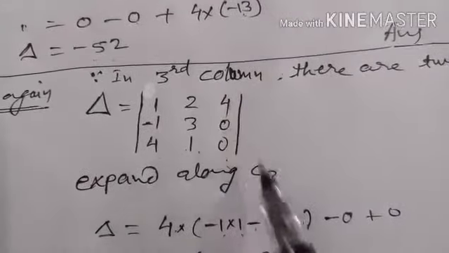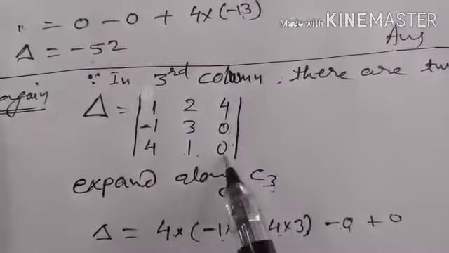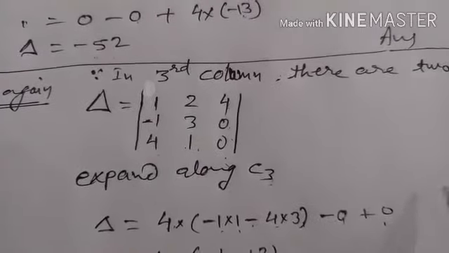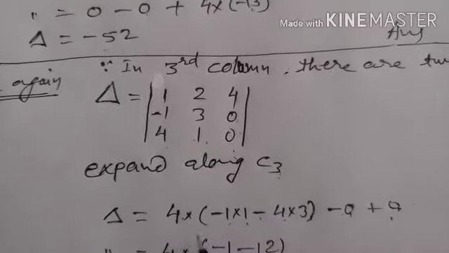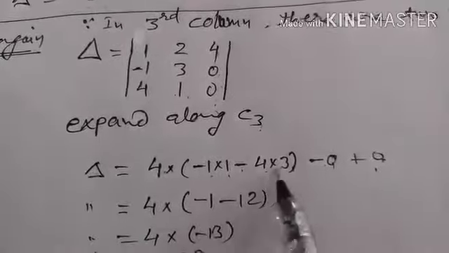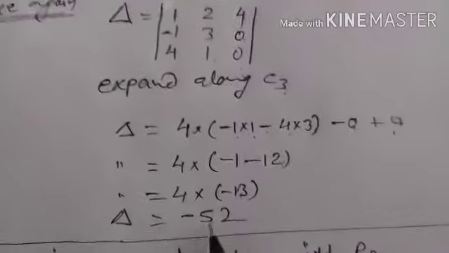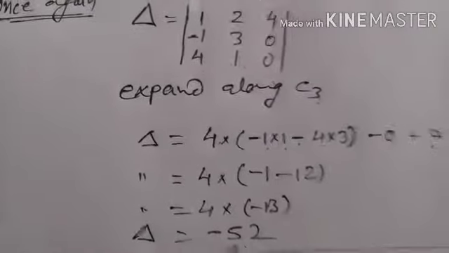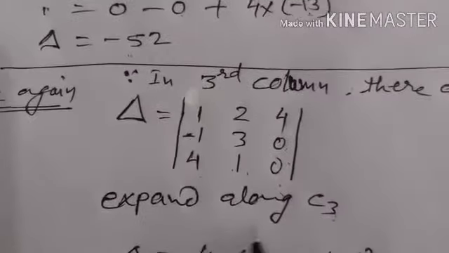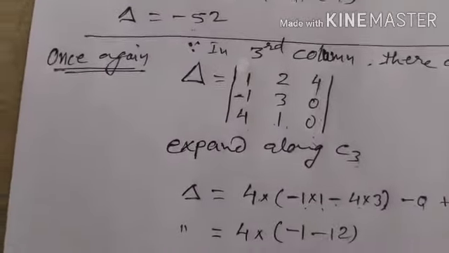So second element, which is 0, so 0 into 2 by 2 determinant means once again it will be 0, and third element, which is also 0. So we do not write a 2 by 2 determinant value because it is 0. So only one term remaining, this is 4 into minus 1 and 4 into 3, this is minus 12, minus 12 and minus 1, that is minus 13, and minus 13 into 4, that is minus 52. So once again we get the same value, either we expand along R1 or we expand along C3, third column, we get same value, minus 52.